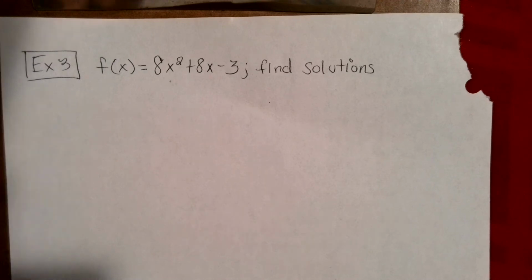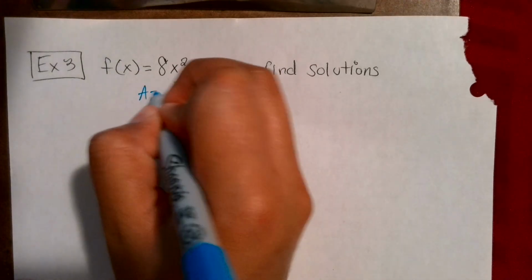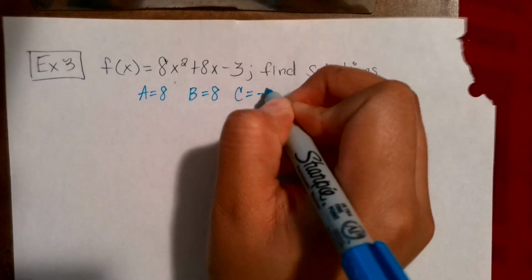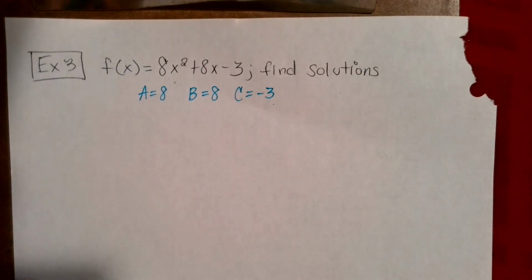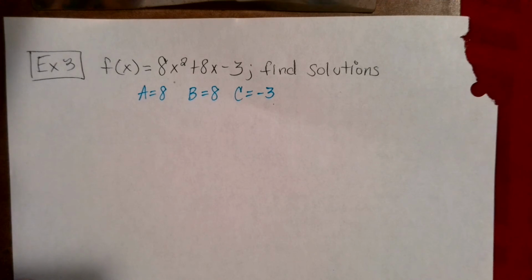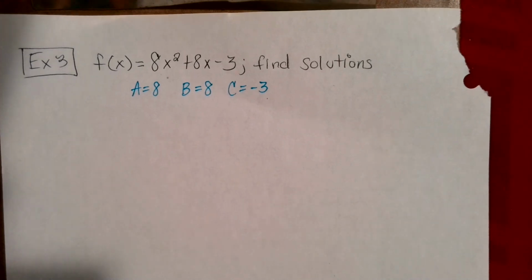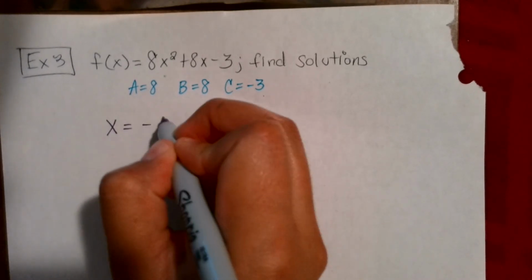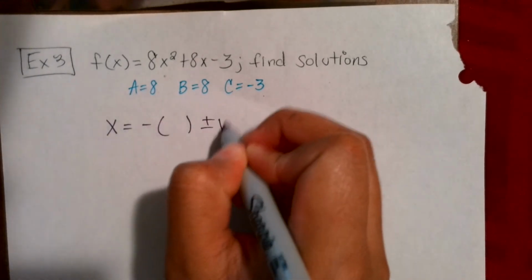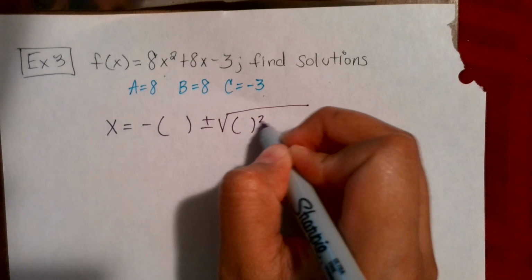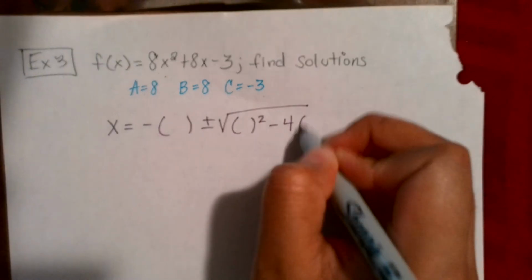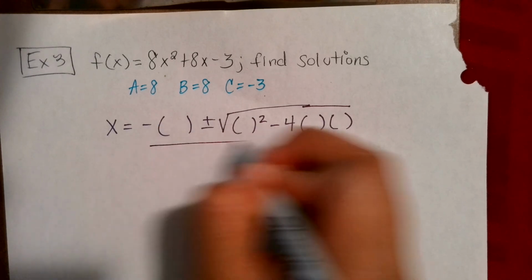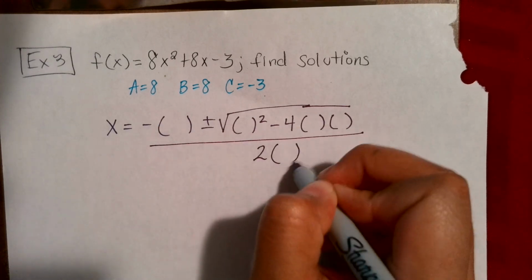together. So I'm going to have my A is 8, my B is 8, and my C is negative 3. Again, it doesn't matter whether they're uppercase or lowercase. And we're going to plug those into the formula. So we got x equals the opposite of b plus or minus the square root of b squared minus 4 times a times c. And then we're going to divide by 2 times a.